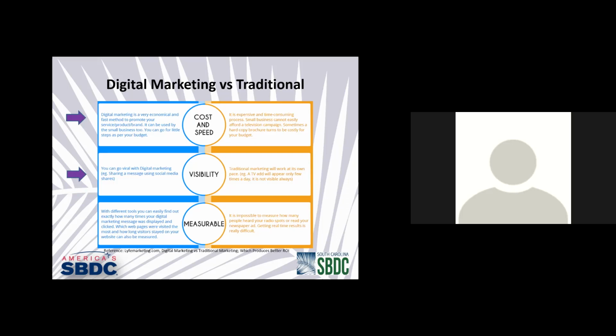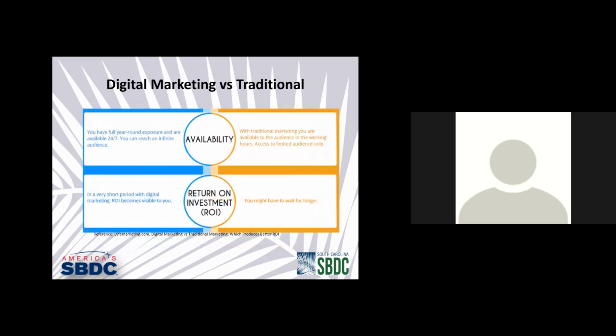It's got to work at its own pace. For example, if you run an ad in a magazine, you're only going to reach the people that pick that magazine up. With digital marketing, you can measure your campaign almost instantaneously. It's almost impossible to measure traditional marketing ads, and it takes much, much longer.